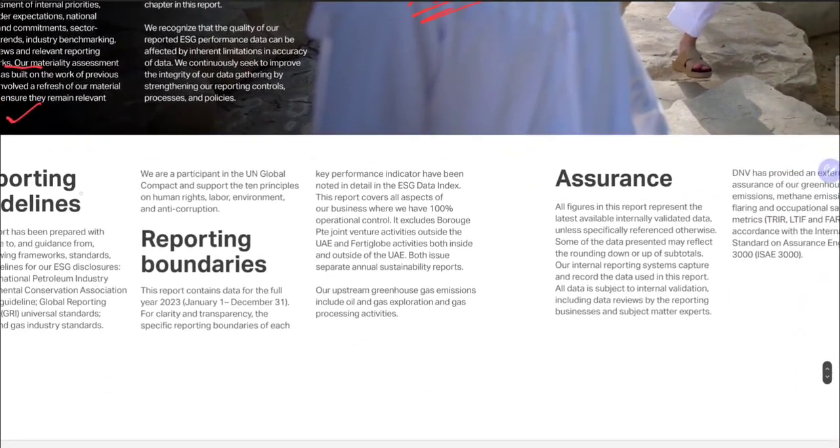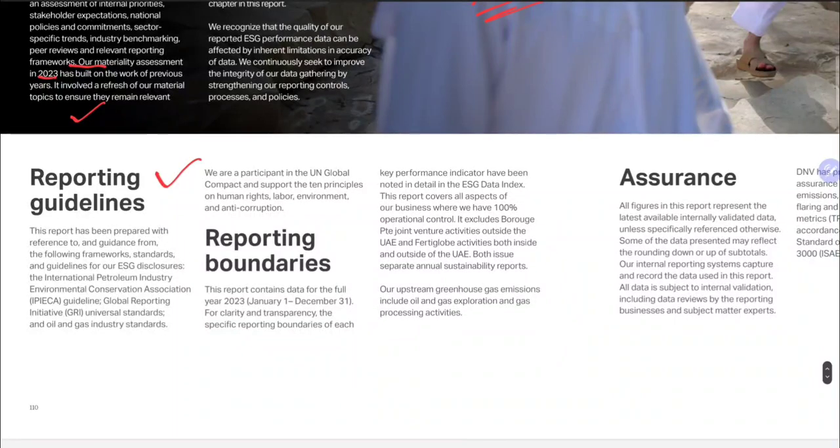Now next is reporting guidelines. You see which standard was followed, which framework was adopted. So this report has been prepared with reference to and guidance from the following frameworks, like the International Petroleum Industry Environmental Conservation Association, IPIECA guideline, GRI Global Reporting Initiative Universal Standards, and oil and gas industry sectoral standards. Actually, we are a participant in the UNGC program and support the 10 principles of human rights, labor, environment, and anti-corruption. So these are the frameworks adopted.